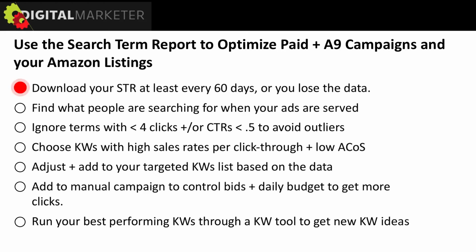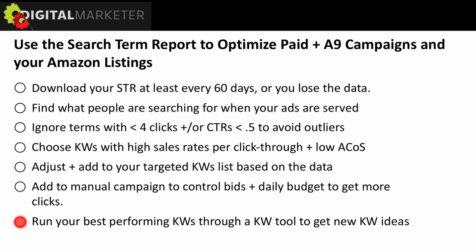60 days or you lose the data. Find what people are searching for, and when your ads are served. Google won't tell you that, but these guys will. They'll say, we're serving your ad every time this keyword comes up. You now own this keyword, right? Ignore terms that are kind of outliers, fewer than 4 clicks, or CTRs of under 0.5. Choose keywords that have high sales rates per click-through and a low average cost of sales, and then adjust and add to your keyword list based on this data. And then run that manual auto thing again.